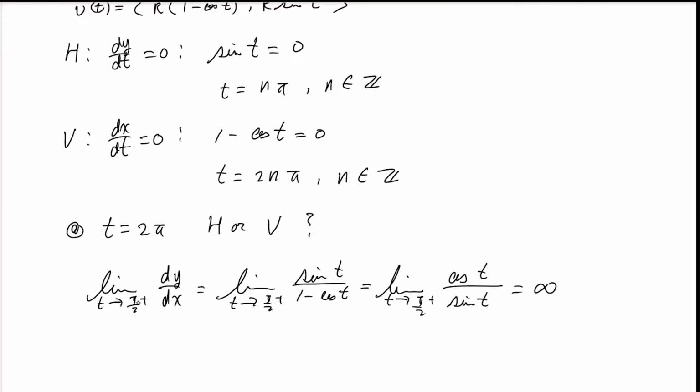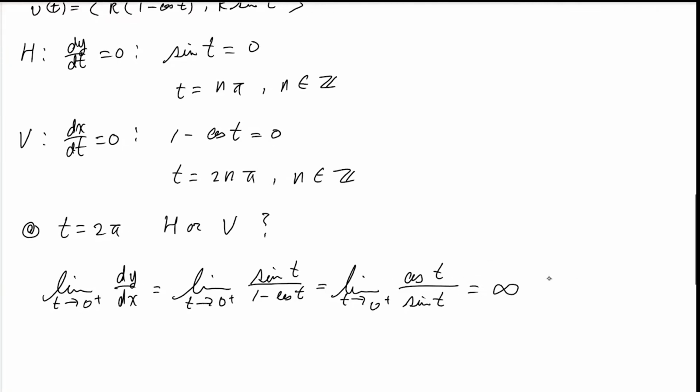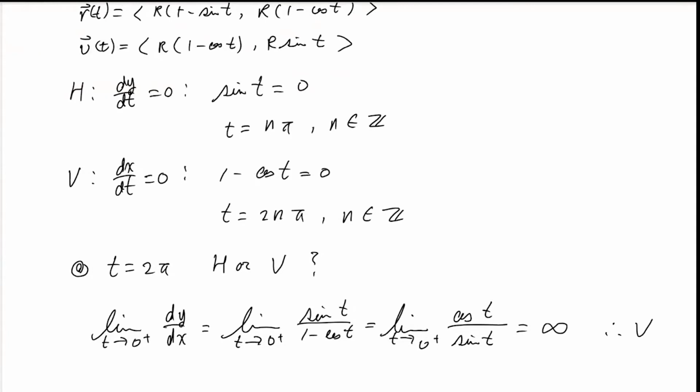I screwed up. We have to let this thing approach 2 pi, right? Let's do it at 0. 0 is the vertical. Oh my God. This is not infinity. This is of course 0. Let's make it approach 0. And then this is 1 over 0. You know what I'm saying? So that's infinity. So this is vertical. Therefore vertical.